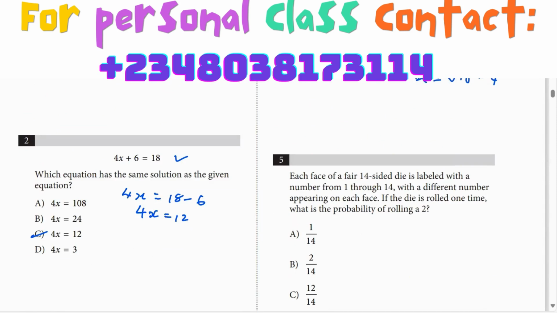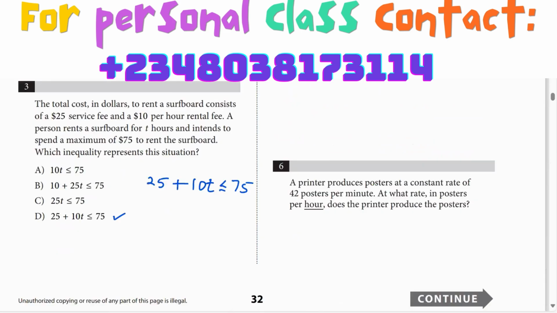Each face of a fair 14-sided die is labeled with a number from 1 through 14, with a different number appearing on each face. If the die is rolled 1 time, what is the probability of rolling a 2? So for a 2, there will be only 1 face having a 2 out of the 14 faces. So we have only 1 face out of the 14, which is option A. Proceed to question number 6.